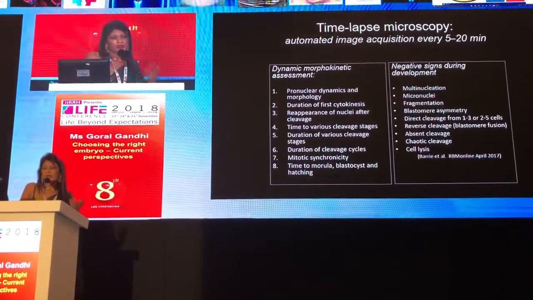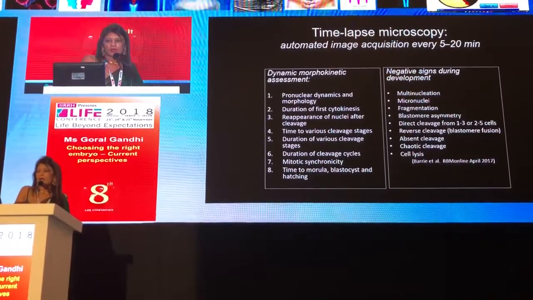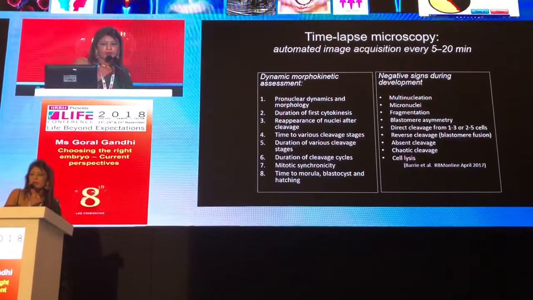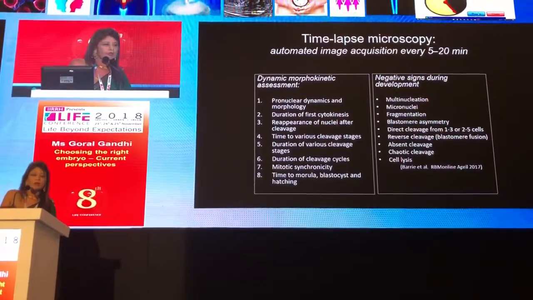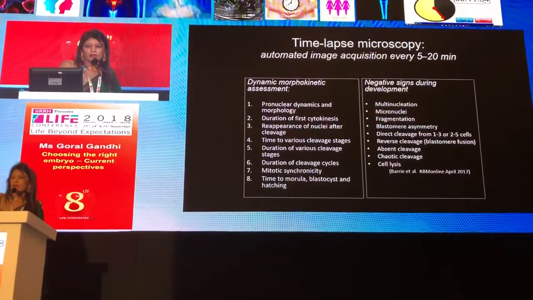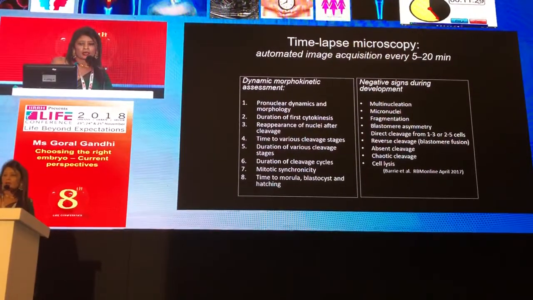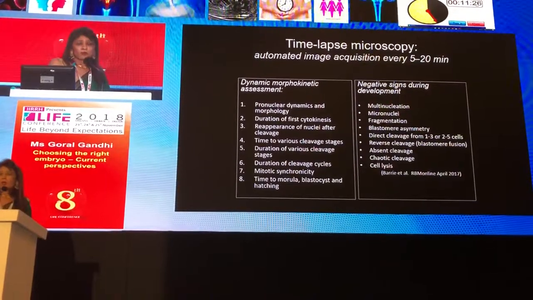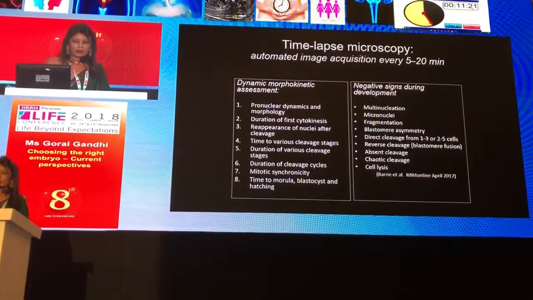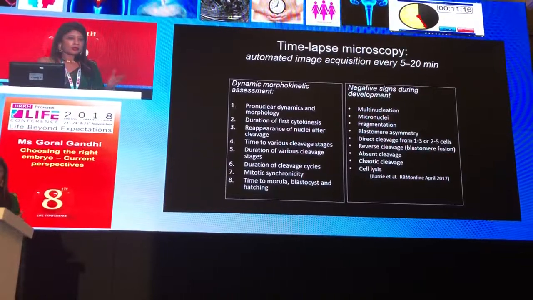Time-lapse microscopy is basically again based on morphology, but instead of one static observation, we have automated image acquisition every 5 to 20 minutes. So it is a dynamic morphokinetic assessment. It gives us a lot of information like pronuclear dynamics and morphology, duration of the first cytokinesis, reappearance of the nuclei after cleavage, duration of various cleavage stages, and more importantly, it also gives us the negative signs during development, like multinucleation, fragmentation, direct cleavage from 1 cell to 3 cells, or 2 cells to 5 cells.